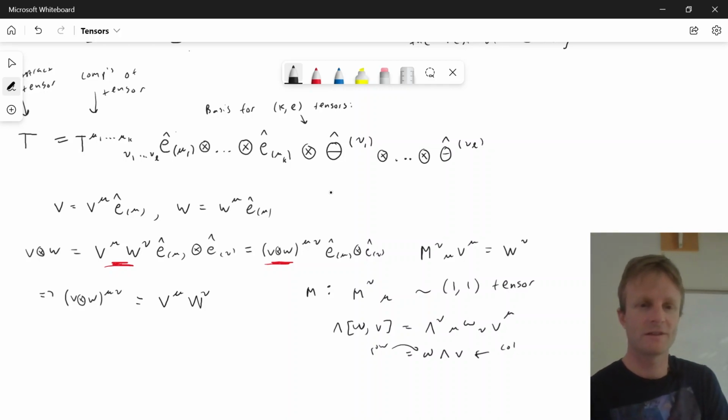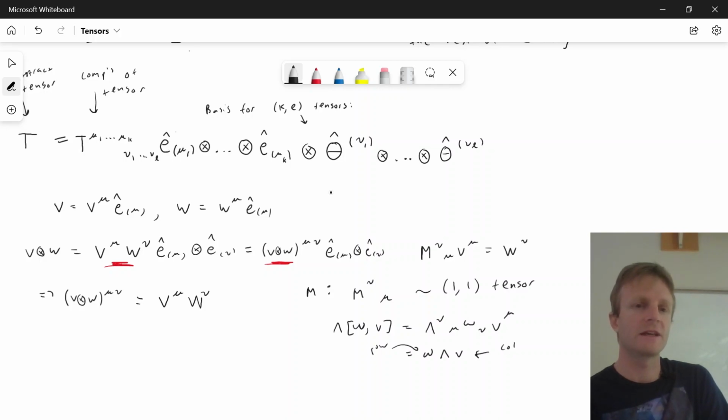You're not satisfied? I'm saying we're just given V and W, right? We did the tensor product, and I computed its coordinate components. So how did we get those two expressions? Which two? This and the right-hand side. From the definition of the tensor product.